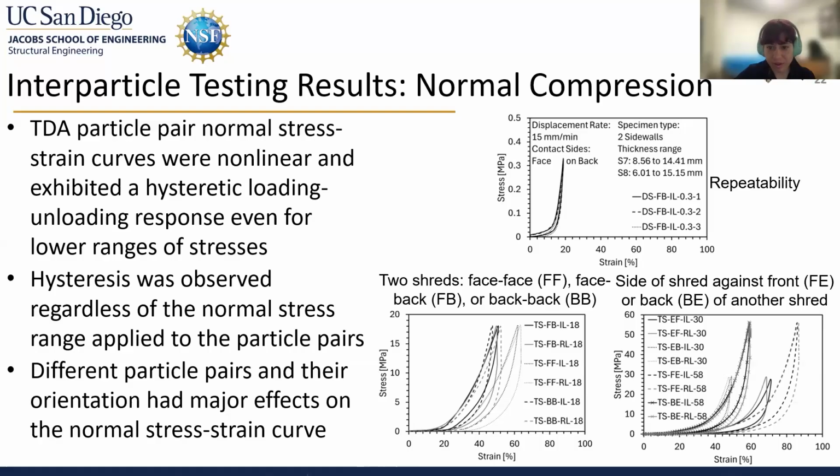Key findings from the normal compression tests were the hysteresis observed regardless of the normal stress range applied to the particle pairs, and that different particle pairs and their orientation had major effects on the normal stress strain curve. Next slide, please.